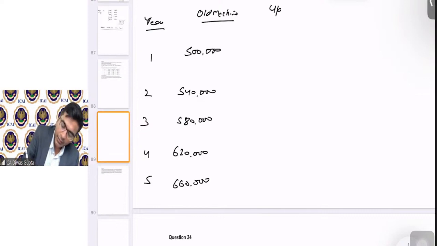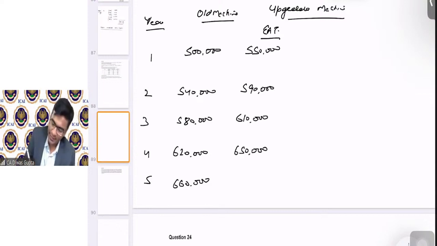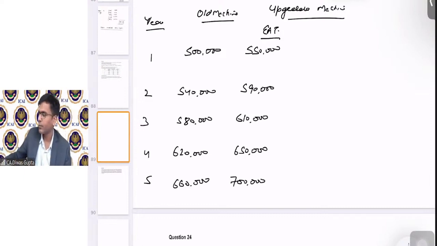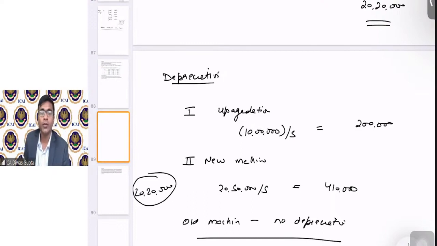Now for the upgraded machine, what all things you will get? First, your earnings after tax is how much? 5 lakh 50,000, 5 lakh 90,000, 6 lakhs 10,000, 6 lakh 50,000, and lastly 7 lakhs. Yes, Tanisha. Depreciation. No, no, no. Wait. Tanisha is saying depreciation should be 20 lakh 20,000. No. The present value of cash outflow is 20 lakh 20,000, but for the depreciation purposes, you will get 20 lakh 50,000, Tanisha. Okay, which is the cost plus installation cost. Okay.